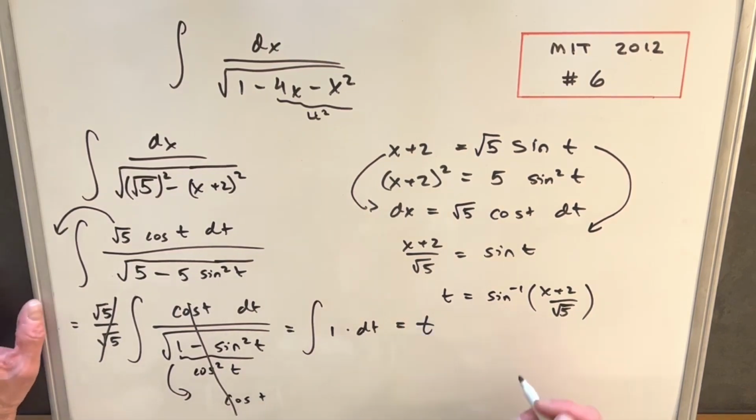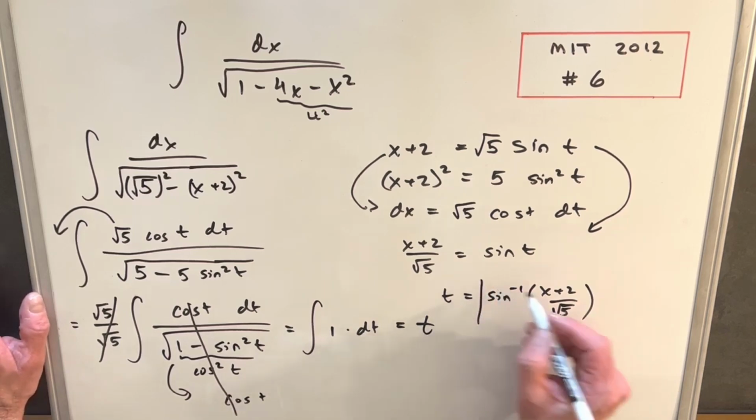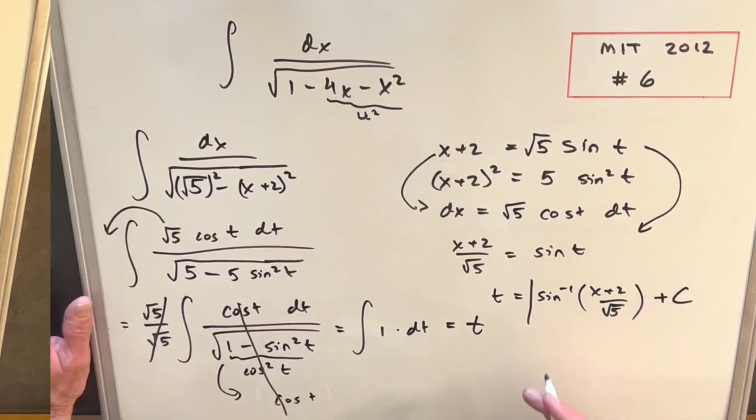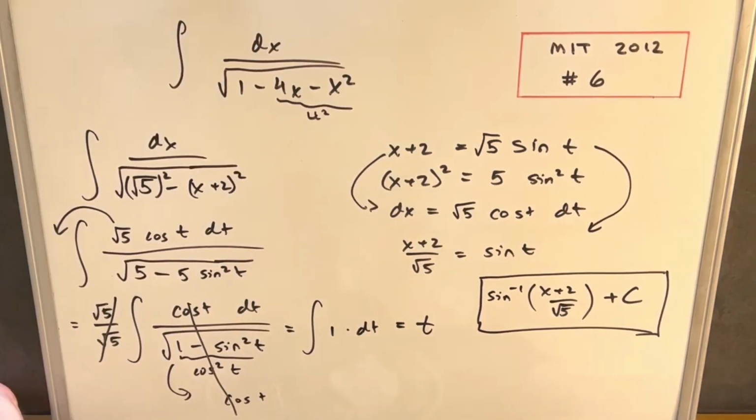We have our t value right here, and so for our solution, we're going to have sine inverse of x plus 2 over square root of 5, plus c. That's it. There's our solution. So I thought it was a pretty good problem. I know it's just a standard trig substitution kind of problem, but a good one all the same.